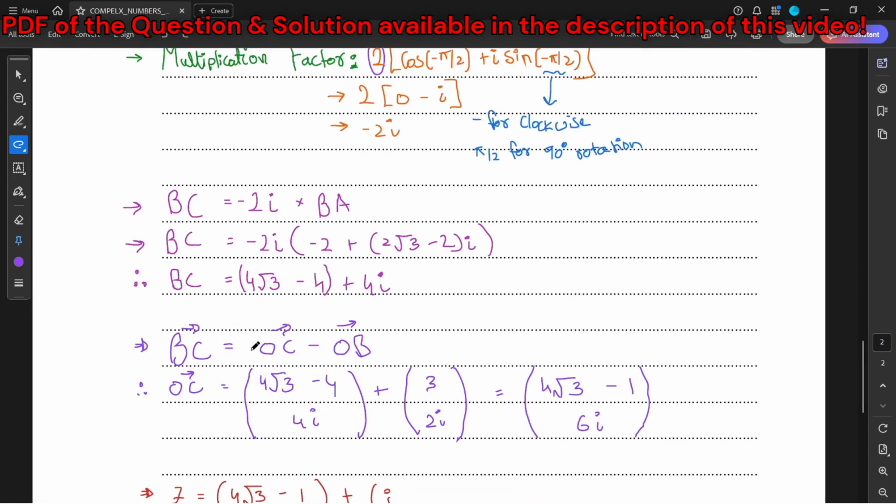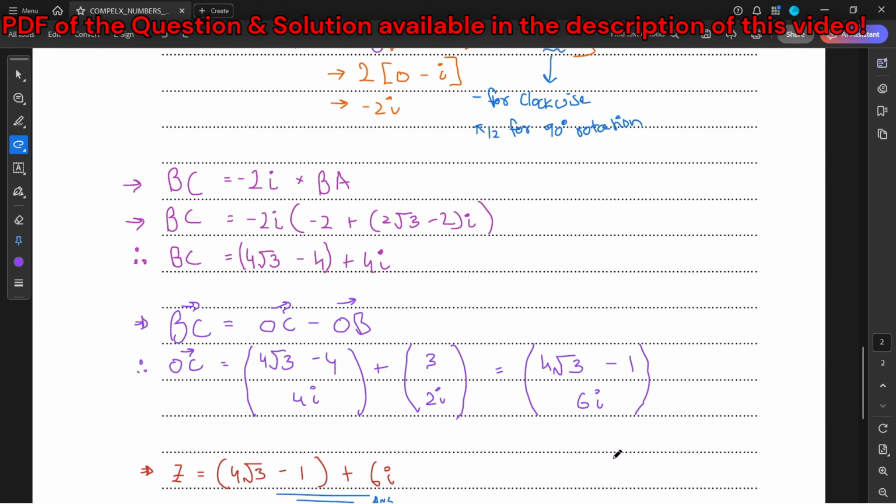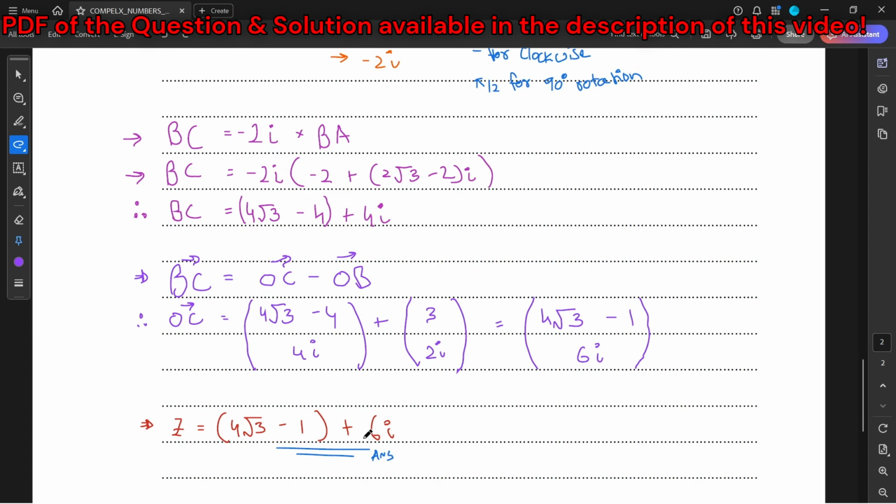I can say that my BC is equal to OC minus OB. OC is what I need to find. So I'll make OC the subject so that I get BC plus OB. This is my BC that I'm getting from here. This is the OB that I told you that I need to add 3 in the x and 2 in the y direction. And that's how I'll get my final OC in this particular way. And that's how I am getting my final value of the OC, or basically the point C, which is represented by the complex number Z, as 4 root 3 minus 1 plus 6i.